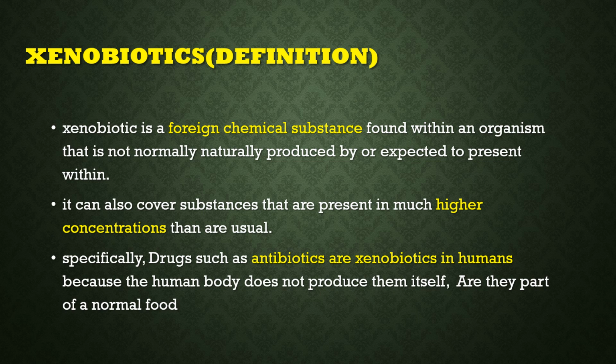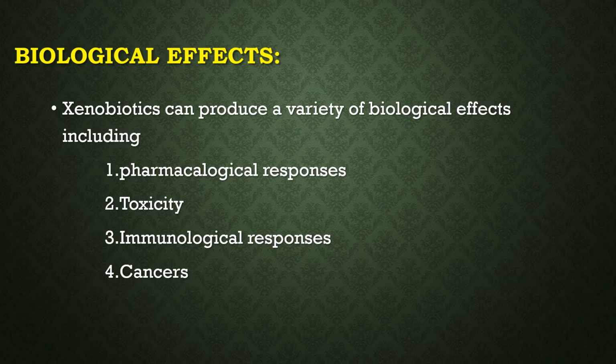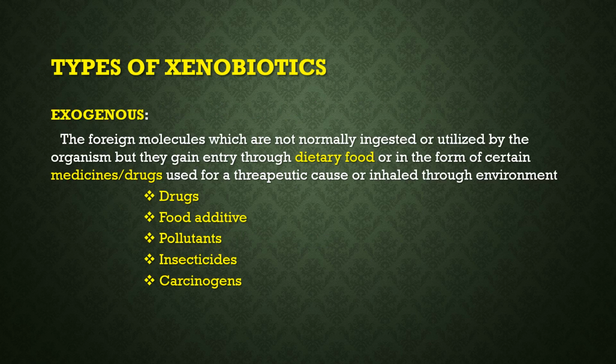Specifically, drugs such as antibiotics are xenobiotics in humans because the human body does not produce them itself. Are they a part of a normal food? Biological effects of xenobiotics. Xenobiotics can produce a variety of biological effects, including pharmacological responses, toxicity, immunological responses, and they may also cause cancer. Types of xenobiotics: exogenous and endogenous.